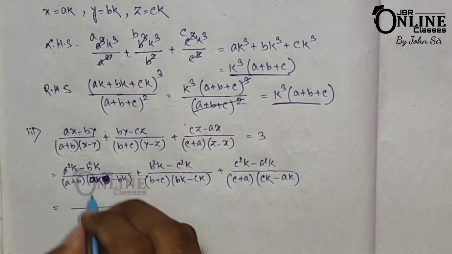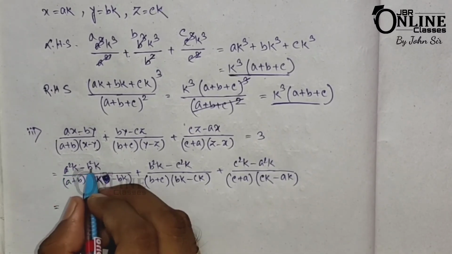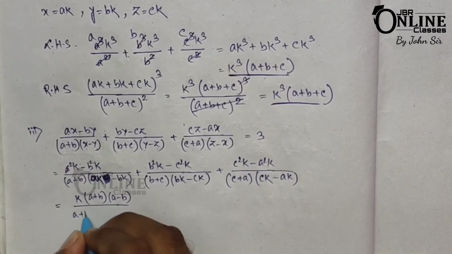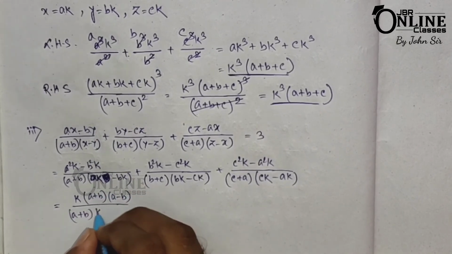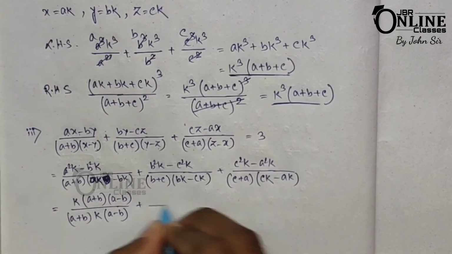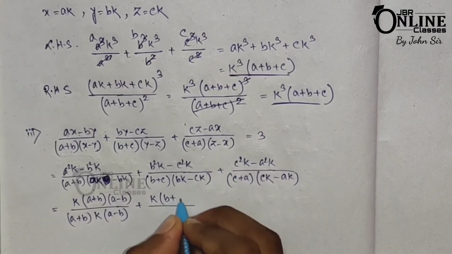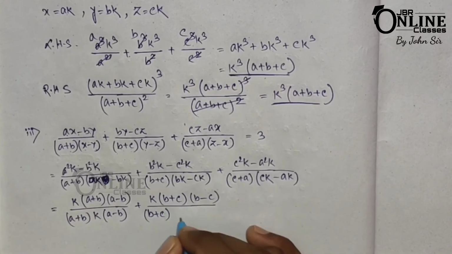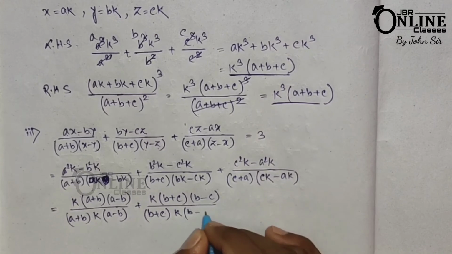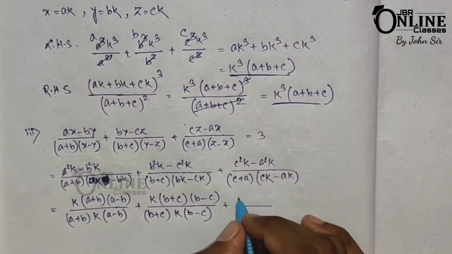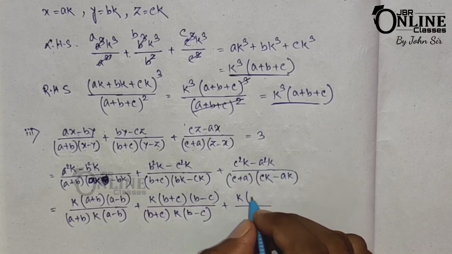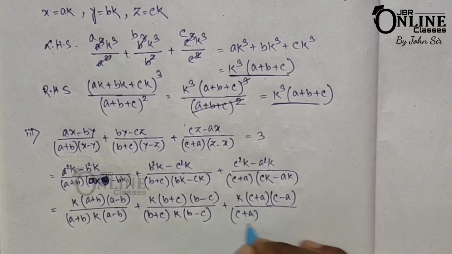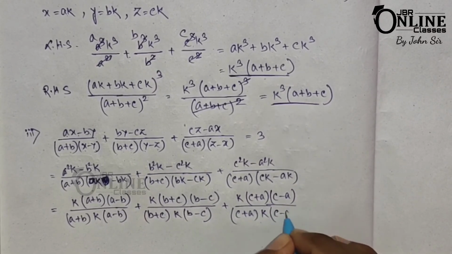From the upper part, if k is common, then it will be a square minus b square, so by the formula it will be a plus b into a minus b. In the denominator, a plus b, and here ak minus bk, so if k is common, it will be a minus b. The next one, if k is common, it will be b square minus c square, that means b plus c into b minus c. In the denominator, b plus c, and if k is common, it will be b minus c. The last part, if k is common, then c square minus a square, that means c plus a into c minus a. In the denominator, c plus a, and if k is common, then c minus a.